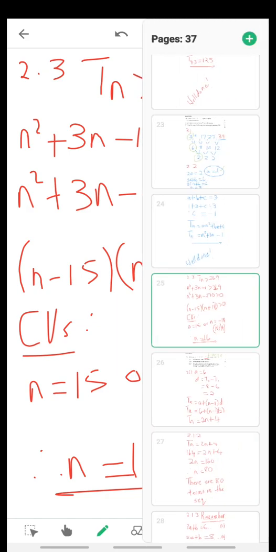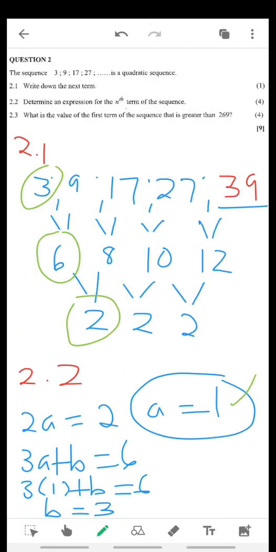2.3. Now 2.3, they're asking what is the value? Very important. Examinable. What is the value of the first term? We want that term to be the first one that will be greater than 269. How do we do that? Now, underline greater than. You remember what I said? I said you need to take your words and convert them to math symbols. Greater than, greater than. So that is your greater than.